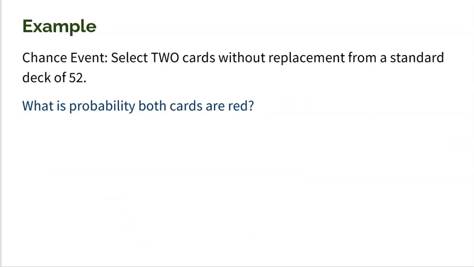All right, let's take a look at another one here. 2 cards are selected without replacement from a standard deck of 52 cards. What's the probability that both cards are red? So again, we just got to think here. It does say without replacement. So we do want 2 different cards. And we want the first one to be red and the second one to be red.